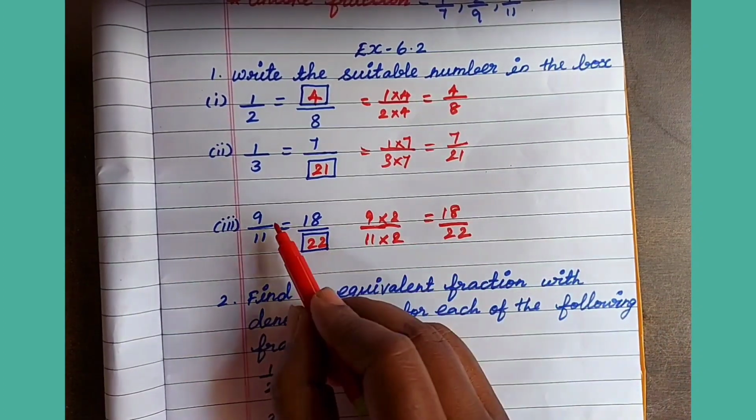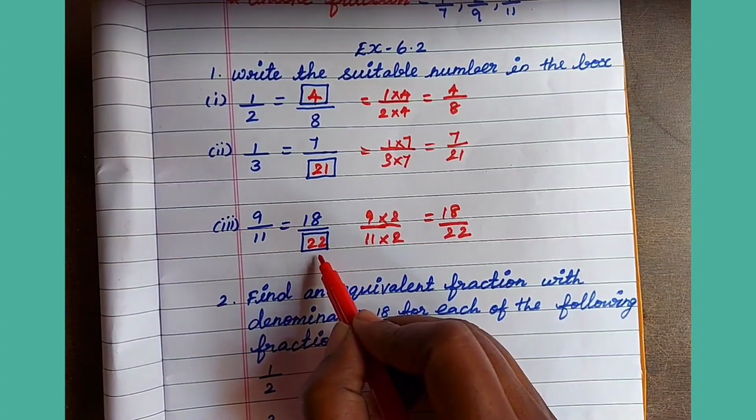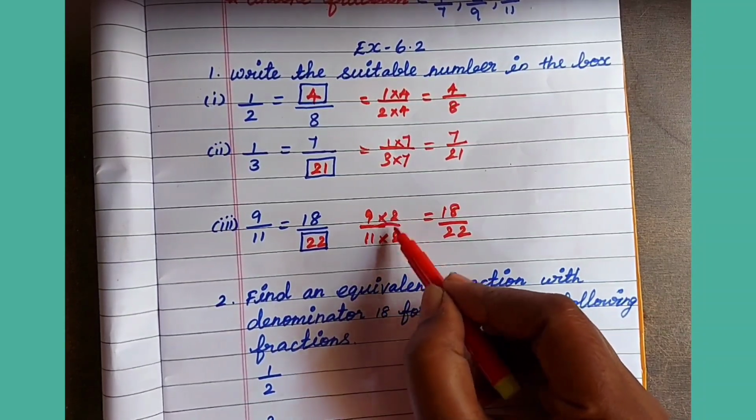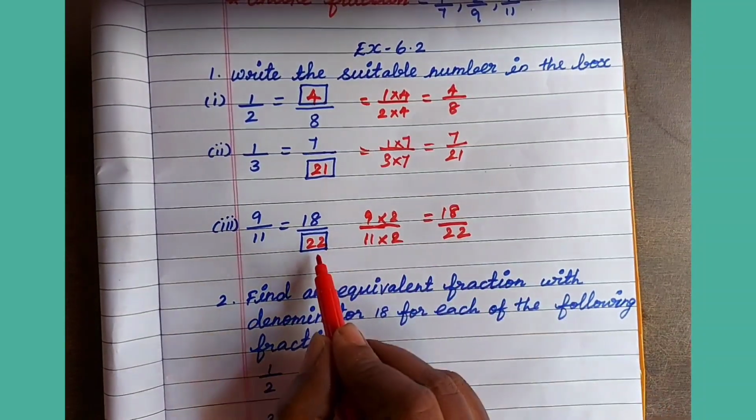So the numerator value is given, and we have to find the denominator value. The same number we have to multiply to numerator and denominator. So the answer is 22.